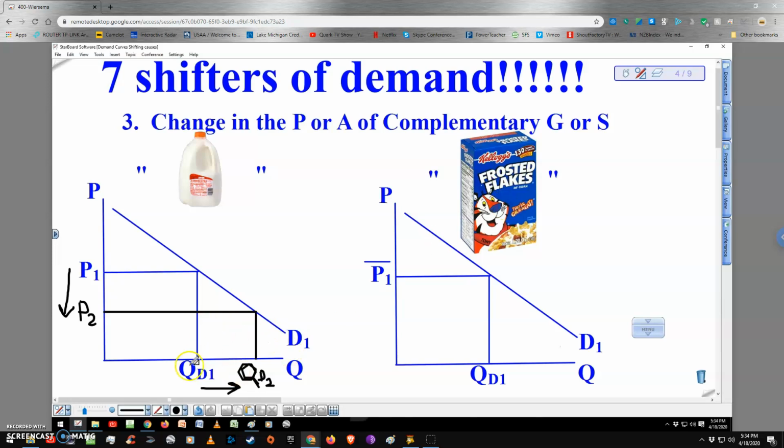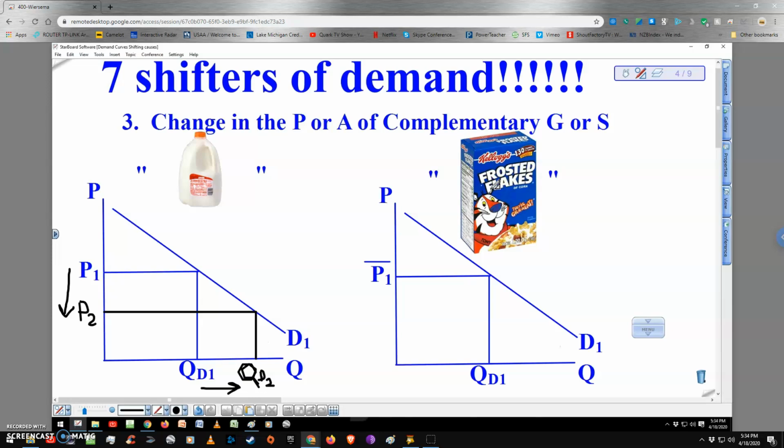Okay, so people are buying more milk. What will happen to Frosted Flakes? Will people want more Frosted Flakes or less Frosted Flakes, everything else being equal? In other words, the price of Frosted Flakes, we're not going to change it. We're just thinking, how does the change in the price of milk and people buying more of it impact Frosted Flakes?